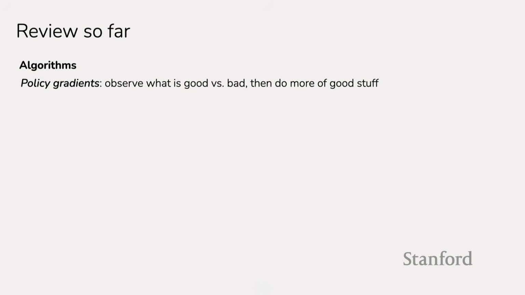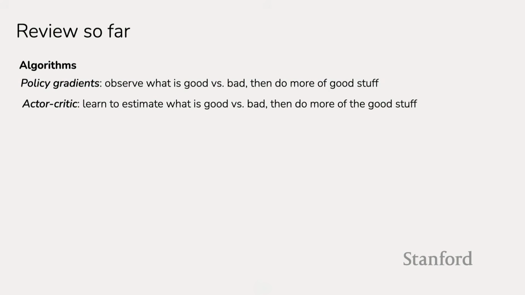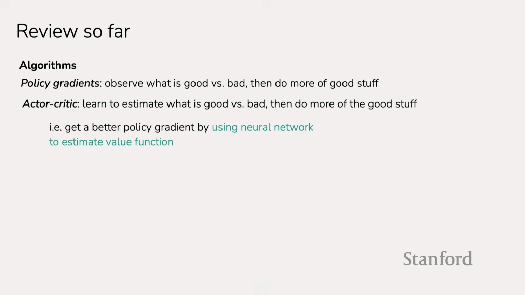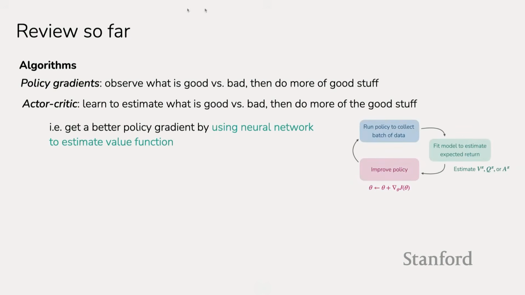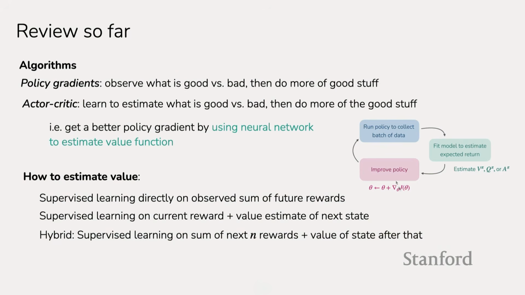Cool. So review so far, we've talked about policy gradients, which is trying to do more of the good stuff, less of the bad stuff based on what you observe. Actor-critic methods learn to estimate what's good and bad and then do more of the good stuff according to your estimate. We can get a better estimate by using a neural network to explicitly estimate the value function. Then we introduced this third step where we fit this model as part of the improvement process. We talked about three different ways to estimate value: directly looking at summed rewards, bootstrapping off the value function, and this hybrid. This is often referred to as policy evaluation.